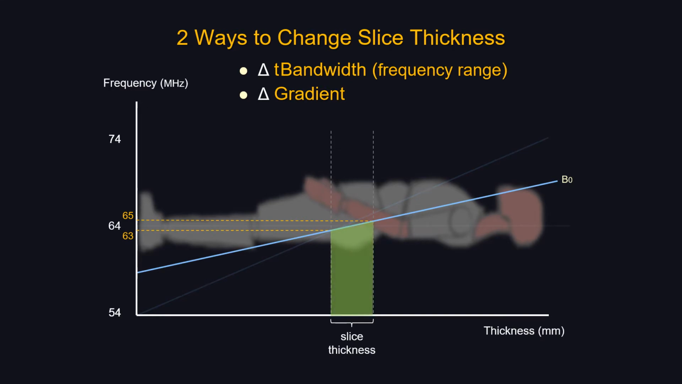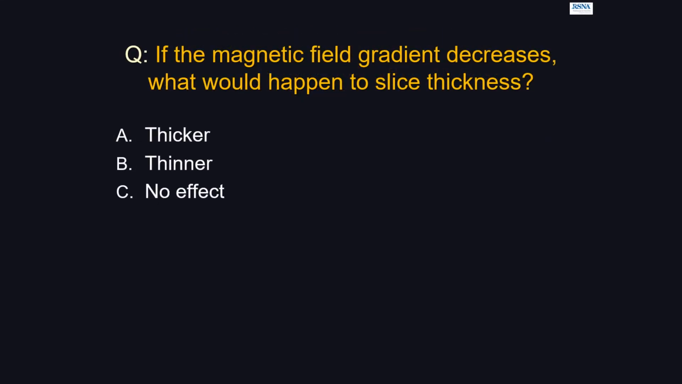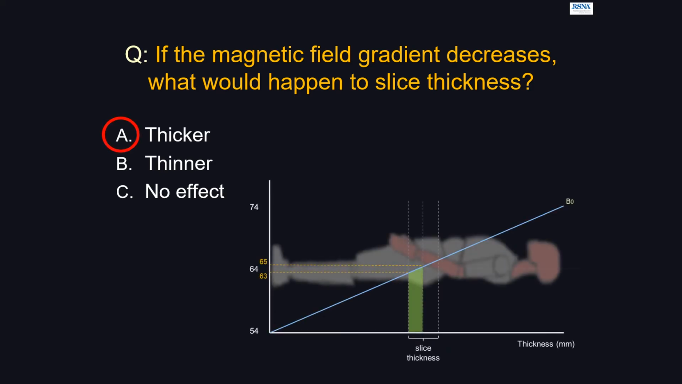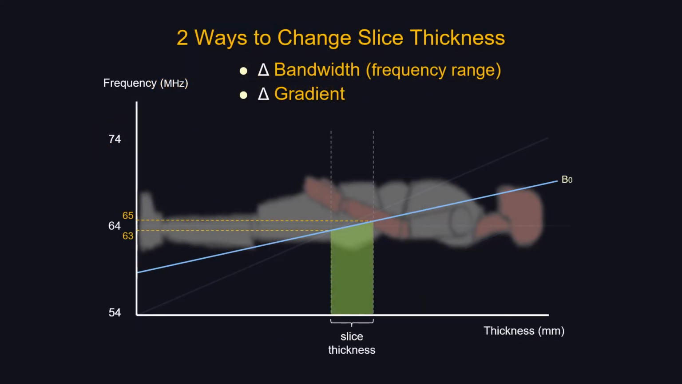So this is a question that's coming off directly from the RSNA module. If the magnetic field gradient decreases, what will happen to the slice thickness? That's A, thicker. So there are two ways to change slice thickness in MRI. So that's the first step, slice selection. I think it's fairly straightforward.